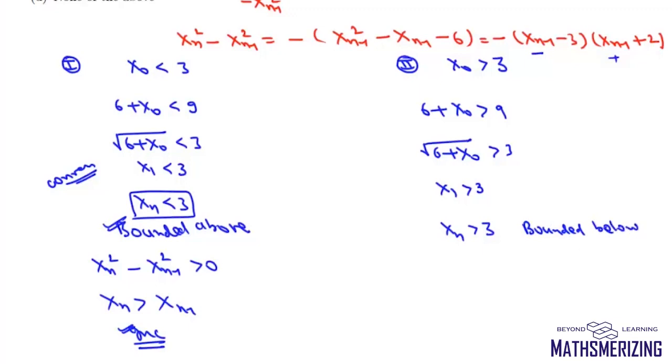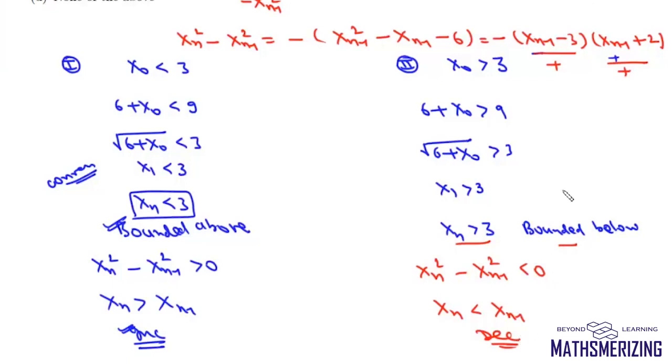Now if xn is greater than 3, then this expression will be positive, this is also positive, and here we have this minus sign. So we get xn square minus xn minus 1 square should be less than 0, that is, xn should be less than xn minus 1. That means this sequence is a decreasing sequence. So if the sequence is bounded below and monotonic decreasing, that means the sequence will converge.